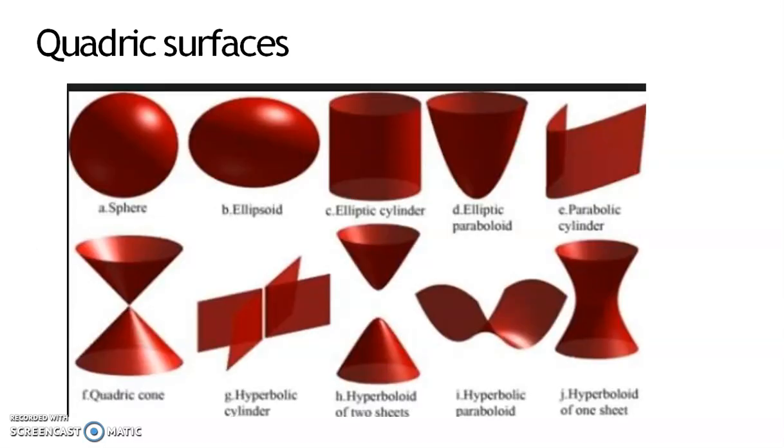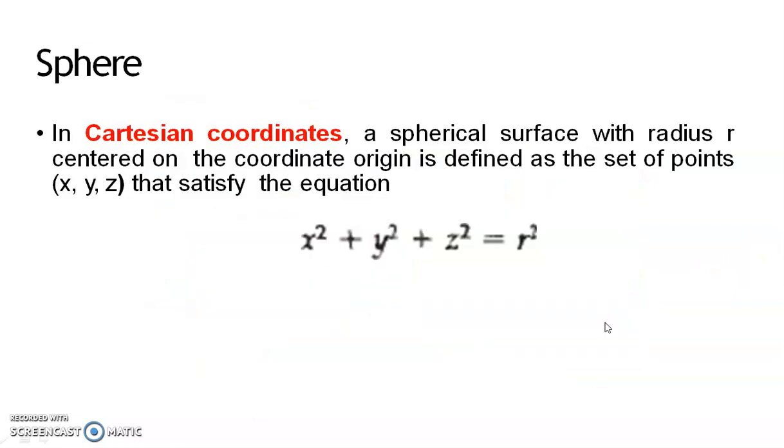Here are the pictures of quadratic surfaces: sphere, ellipsoid, elliptic cylinder, elliptic paraboloid, parabolic cylinder, quadratic cone, hyperbolic cylinder, hyperboloid of two sheets, hyperbolic paraboloid, hyperboloid of one sheet.